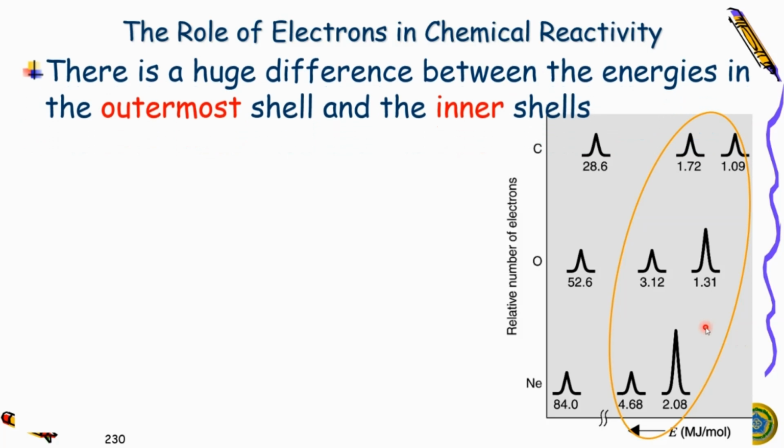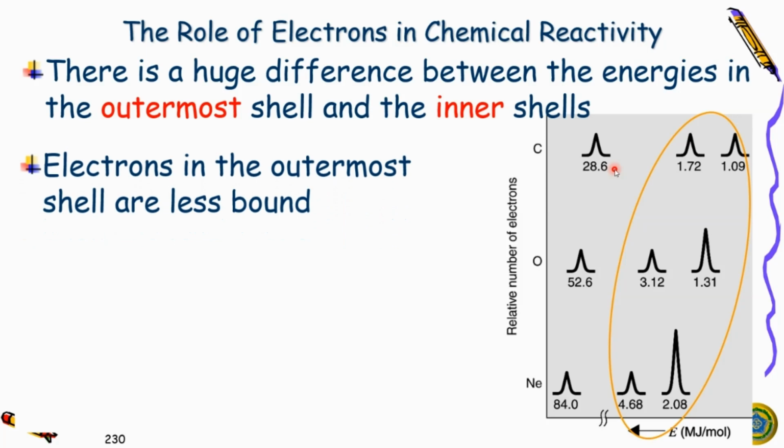So there is a huge difference between the energies in the outermost shell and the inner shell. As you can see, the outermost shell's energy is low compared to the inner. You know, inner is very, very high, and this is not stable. And this is very, very stable, because if you want to take an electron away from this shell, this requires heavy energy, right? 286 electron volts. This is too much.